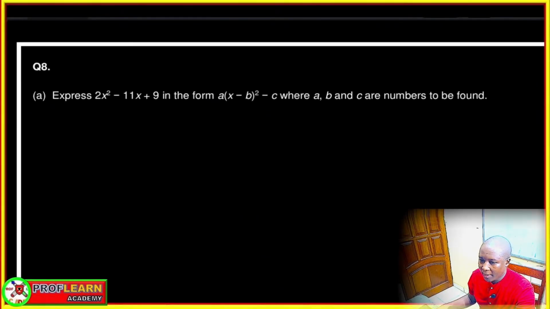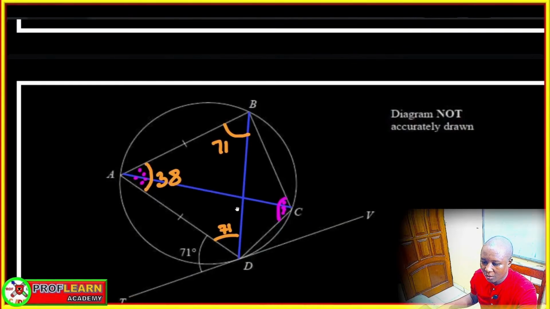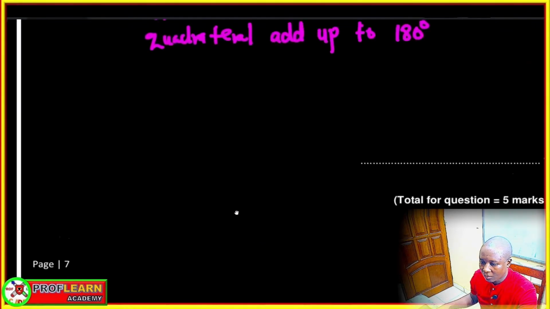Now, in question number 8, you may be told to work out or express a quadratic equation or expression in the form like this. Basically, this is completing the square. So completing the square is an area that you might be expected to answer a question from. And in the event you're given a question like that, you need to remember that what you need to do is to factorize the first two expressions.